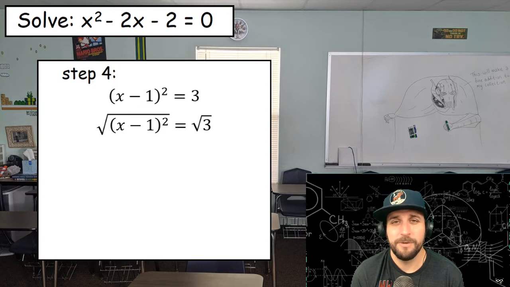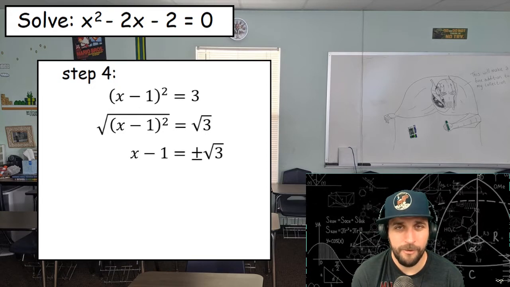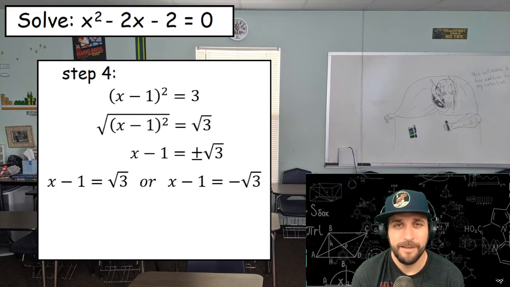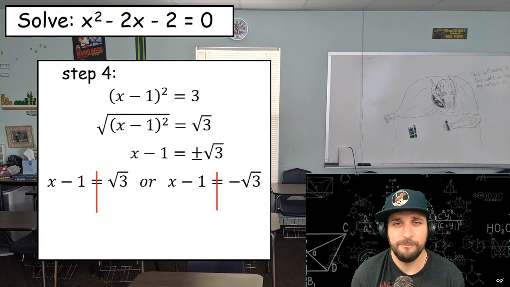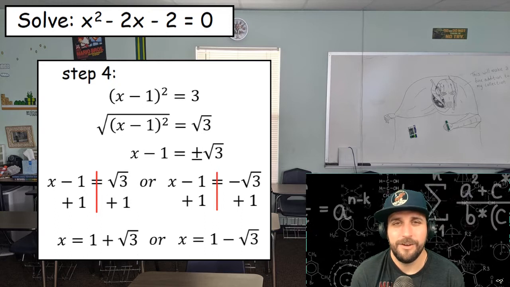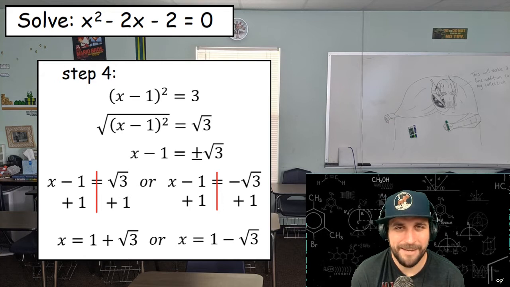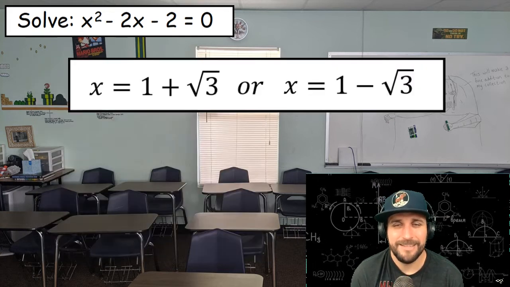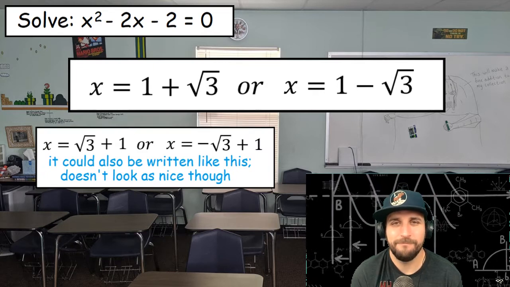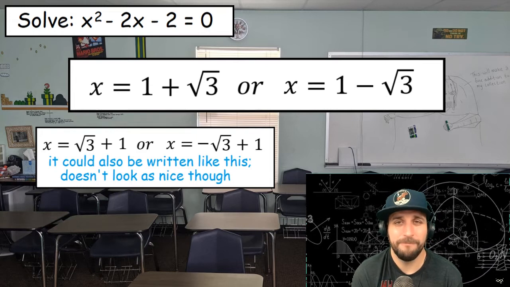So I take the square root of both sides. So x minus 1 equals the square root of 3, or x minus 1 equals the negative square root of 3. So when I solve those one-step equations, add 1 to both sides. So x equals 1 plus the square root of 3, or x equals 1 minus the square root of 3. That's as good an answer as we're going to get without awful decimals. So x equals 1 plus the square root of 3, or 1 minus the square root of 3.